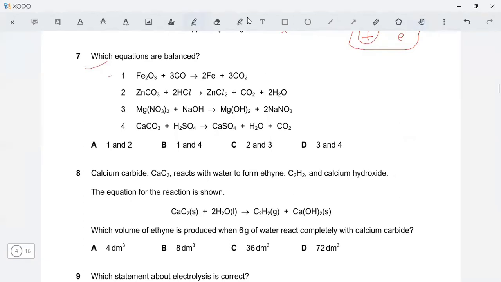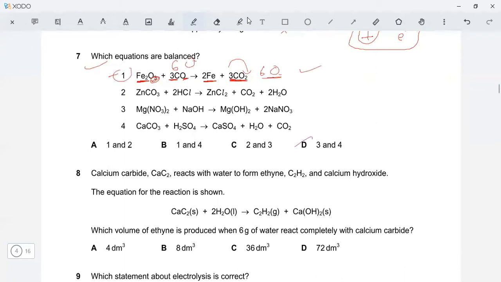Take the first one: iron oxide reacts with carbon monoxide to form iron and carbon dioxide. Look at it here, iron is 2, here also iron 2. Iron is balanced. For carbon, 3 carbons here, here also we have 3 carbons. Iron is balanced, carbon also balanced, but oxygen: here we have 3 oxygen, here we have 3, total 3 plus 3, 6. So the reactant side has 6 oxygen. On the product side, 3 times 2, 6 oxygen, right? So this is going to be the balanced equation.